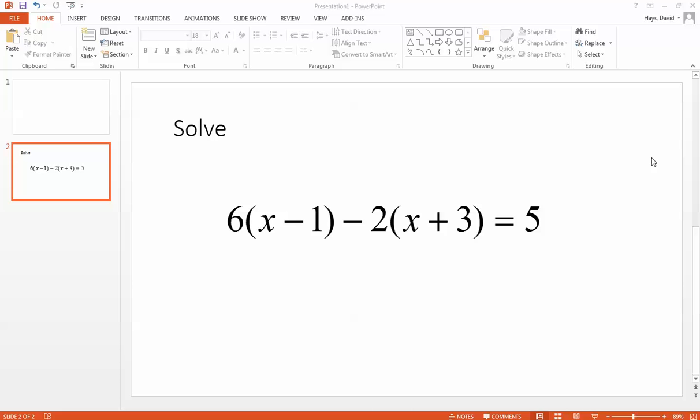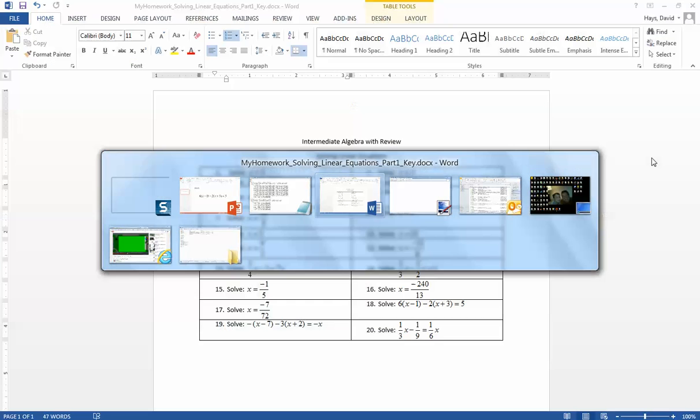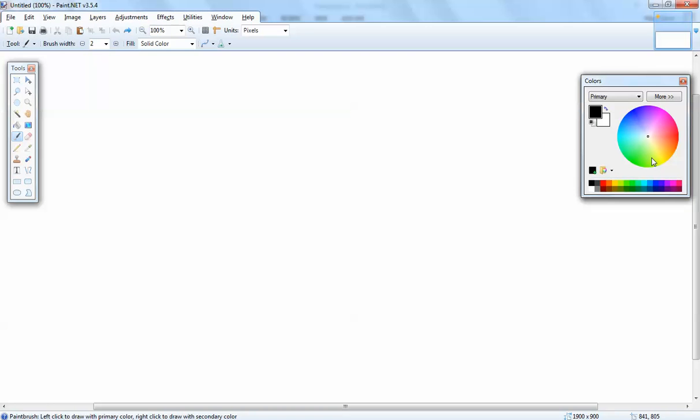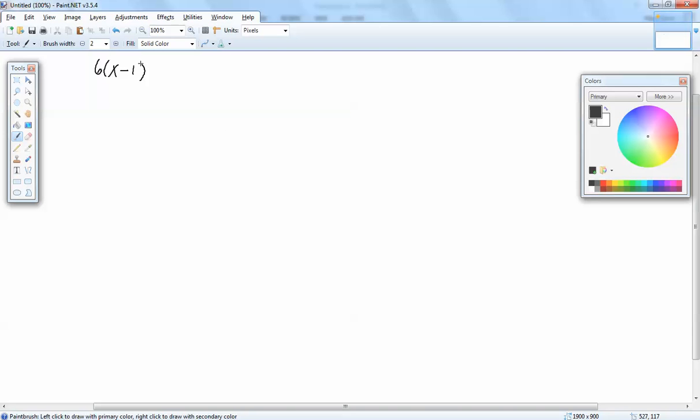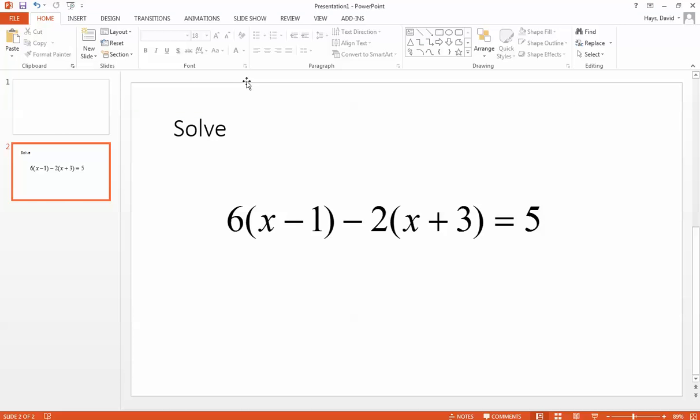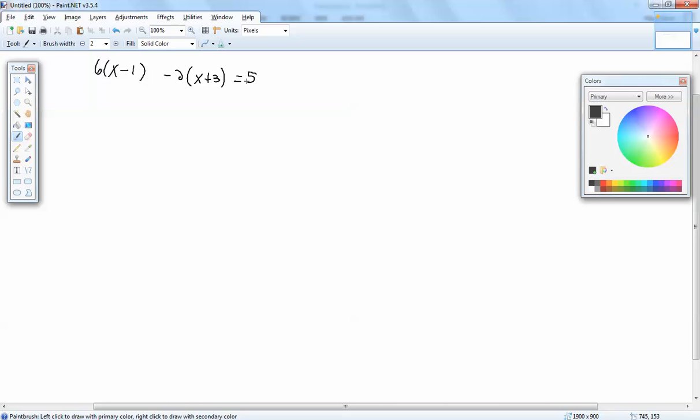Let's take a look at this problem. We've got 6 times (x minus 1) minus 2 times (x plus 3) equals 5. And let's go through our 4 steps.